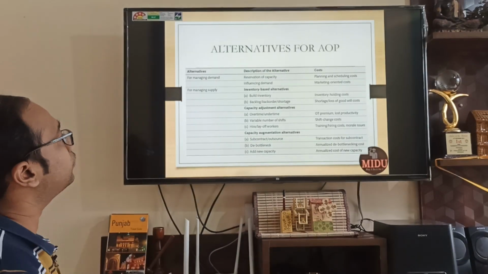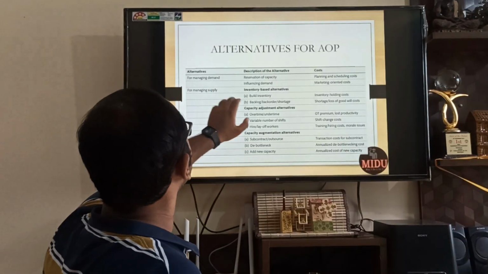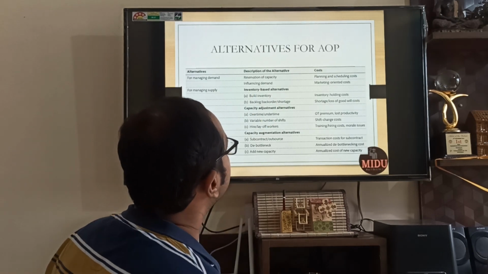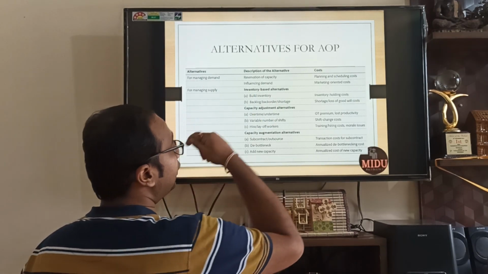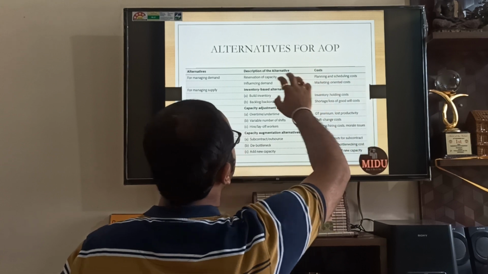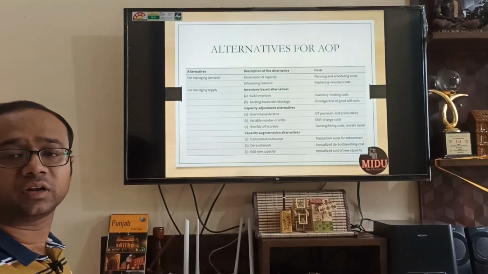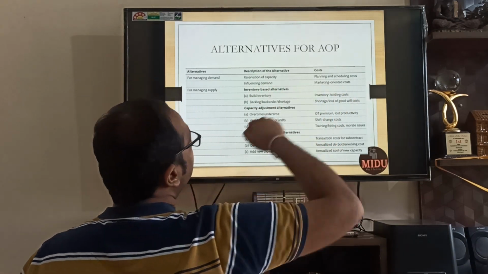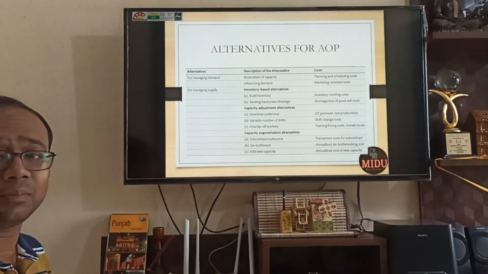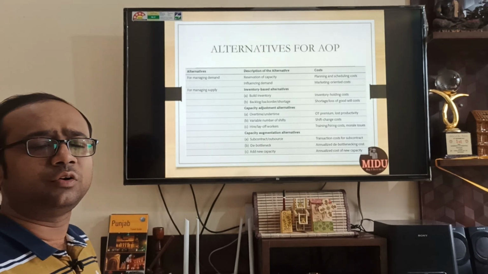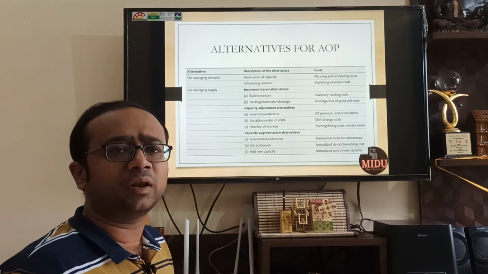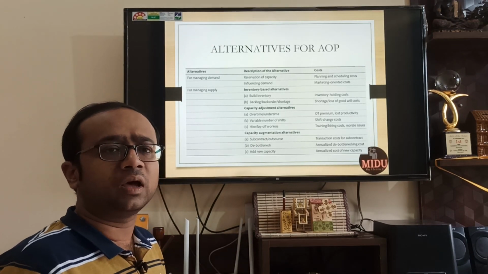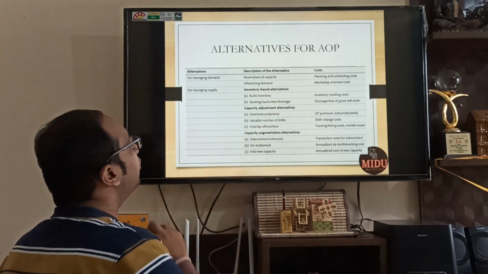Now some alternatives for AOP. For managing demand, first alternative is reservation of capacity, that you plan, but the cost associated with it is planning and scheduling cost. If you are reserving some additional capacity, there will always be cost. Influence demand: market oriented cost will be there. There are ways to influence demand. Many companies do that. You do some additional advertisement, for example, if you have a stock of a particular product, then what will happen? You are basically influencing demand.